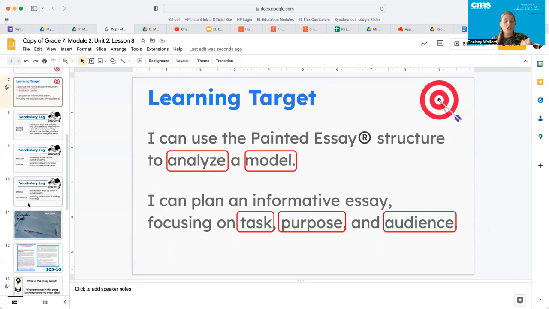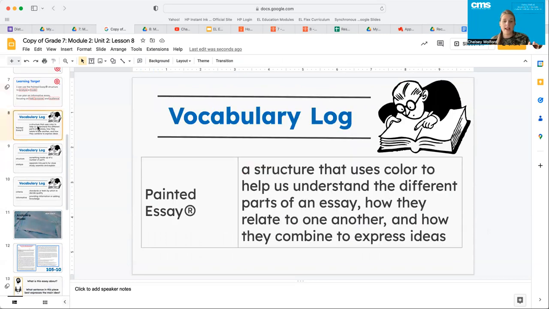All right, guys, so I have some new vocabulary words for us today. Let's pause the video and add "painted essay" to our vocab log. Go ahead and do that now. Come back to me when you're ready to move forward.